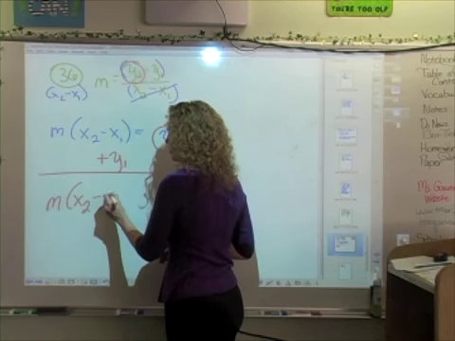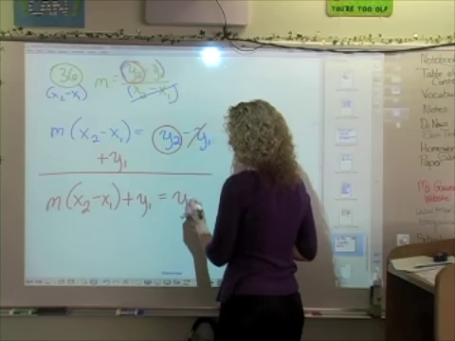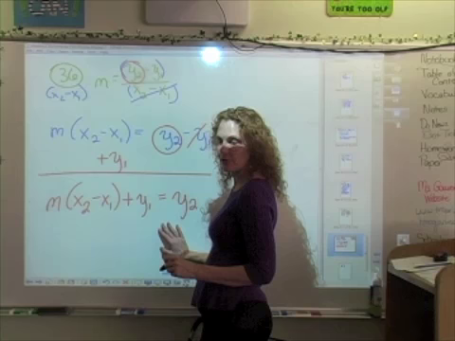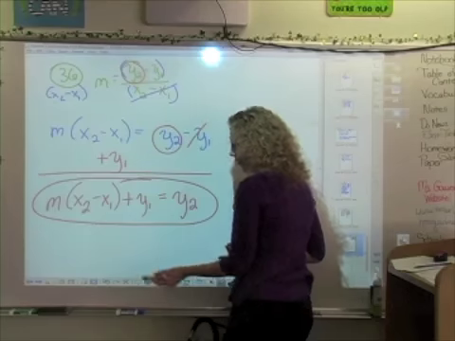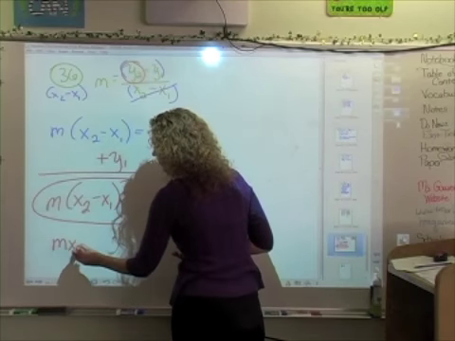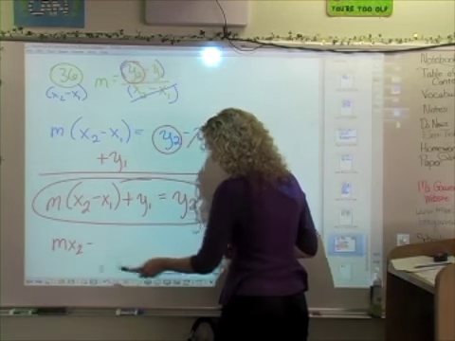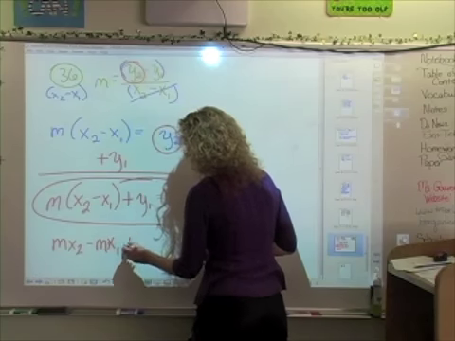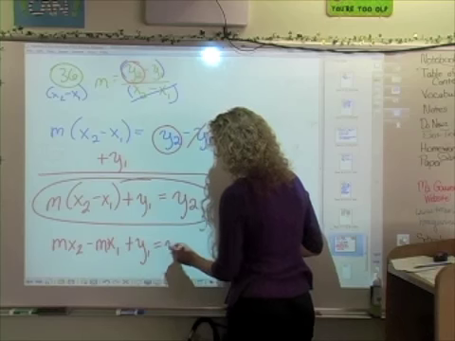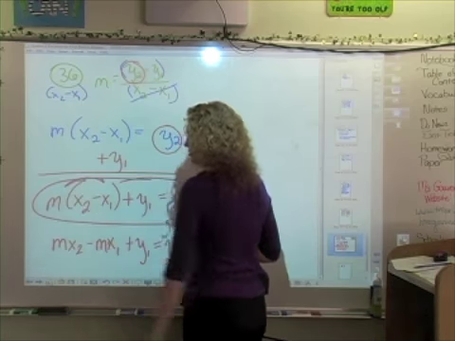And they're not like terms because this is in the parentheses. Plus the y1 equals y2. That's your final answer. Now if you wanted to distribute that m all the way across, you would have mx2 minus mx1 plus y1 equal to y2. So you could distribute that m all the way across.